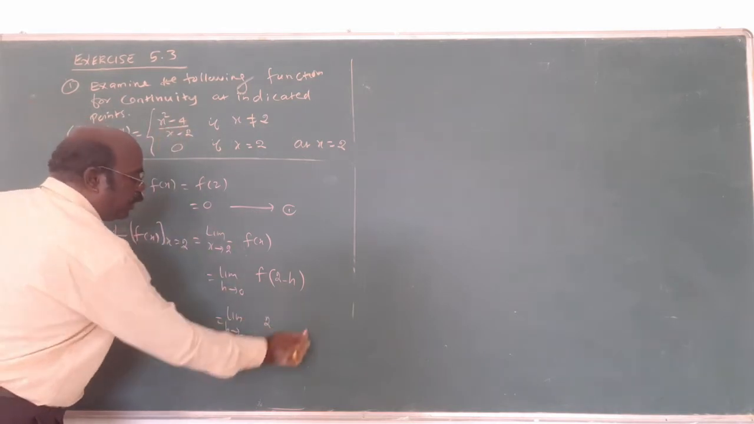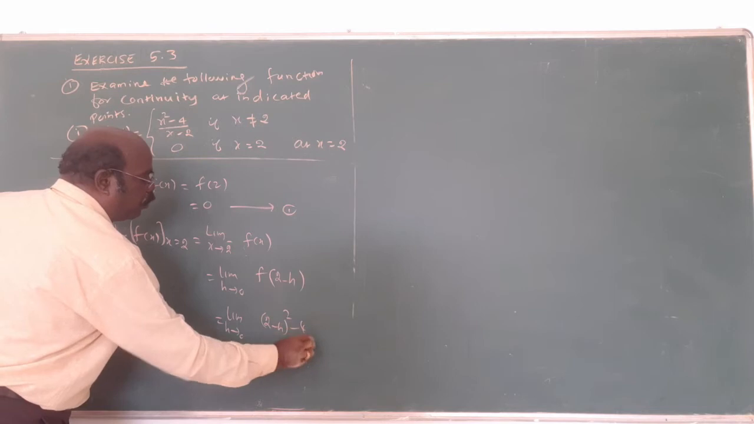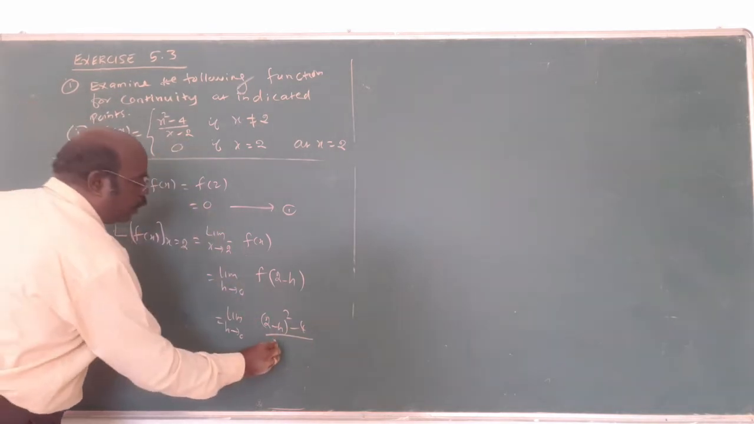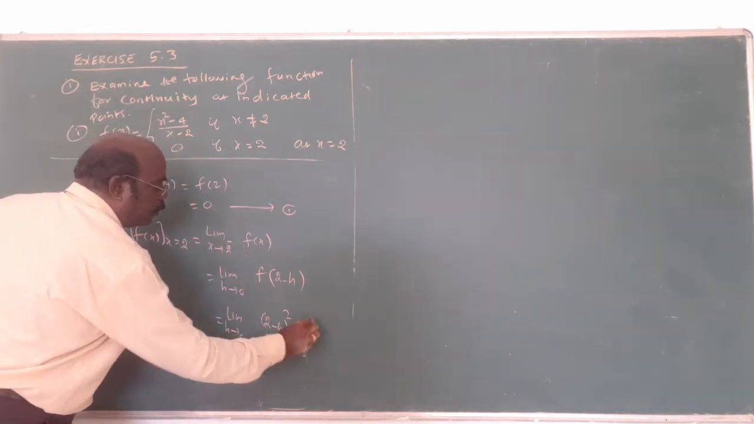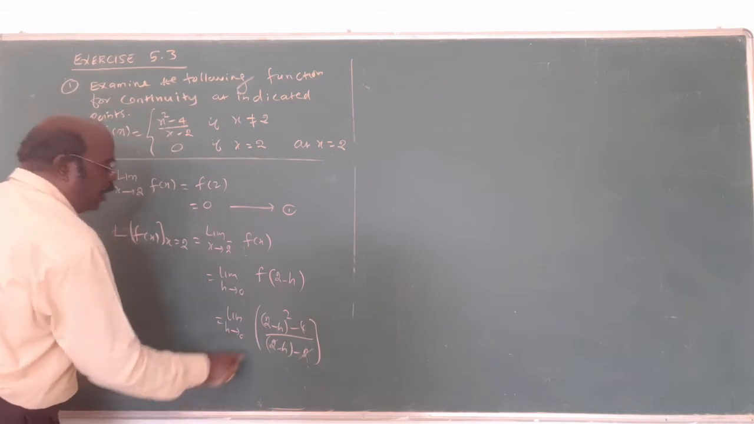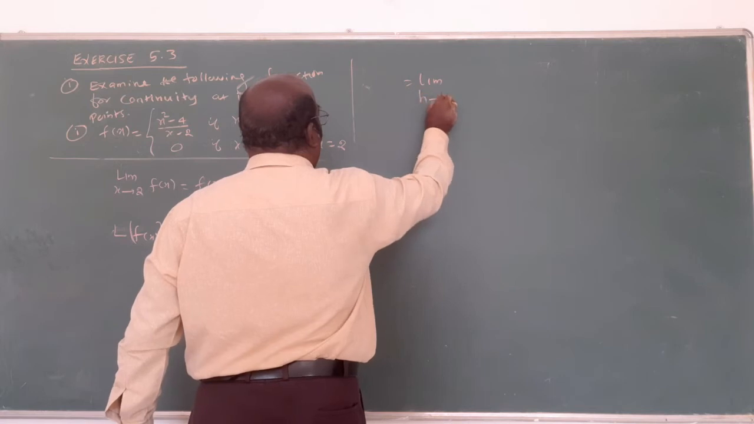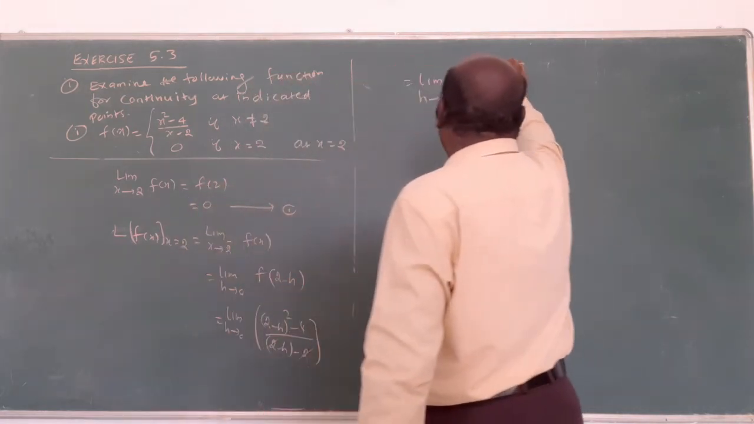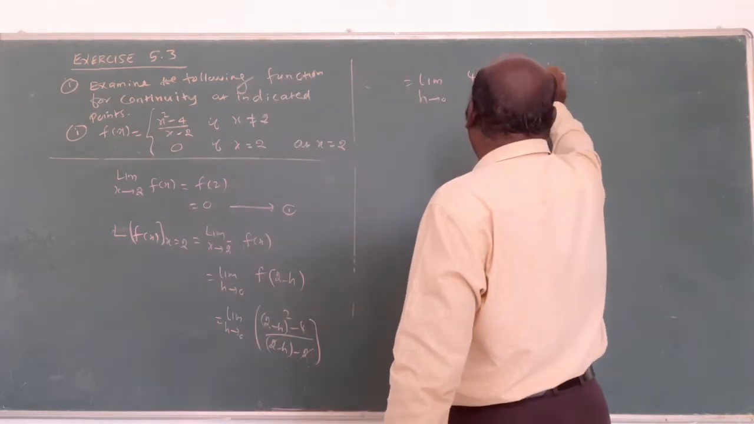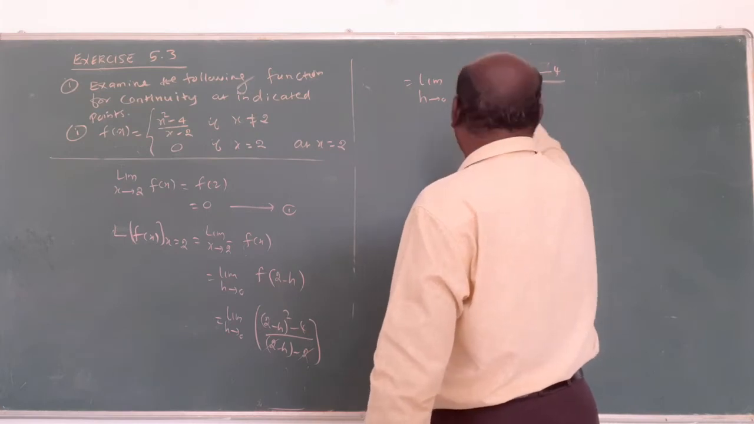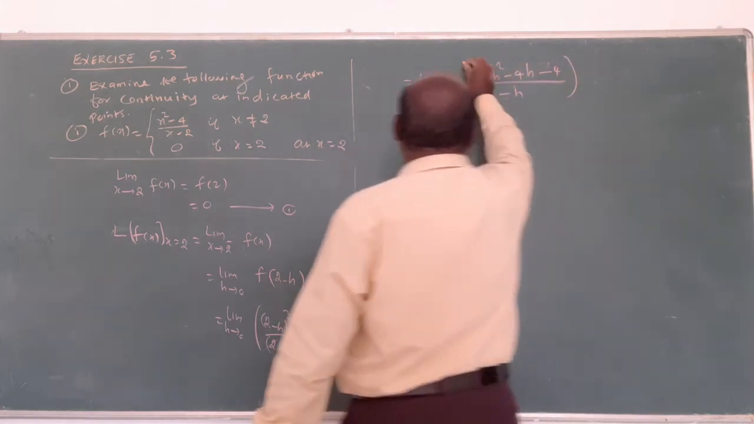x is (2 minus x) whole square minus 4. Denominator is what? Again 2 minus x minus 2. Am I right? The 2 cancels. Now it is also (a minus b) whole square. Limit x tends to 0 of a square plus b square minus 2ab minus 4 by minus x. Now this will be cancelled.